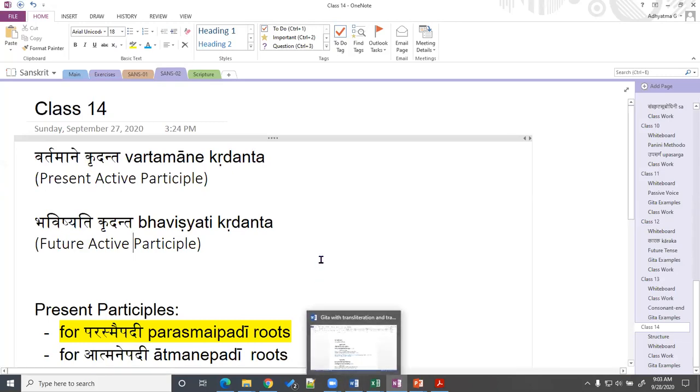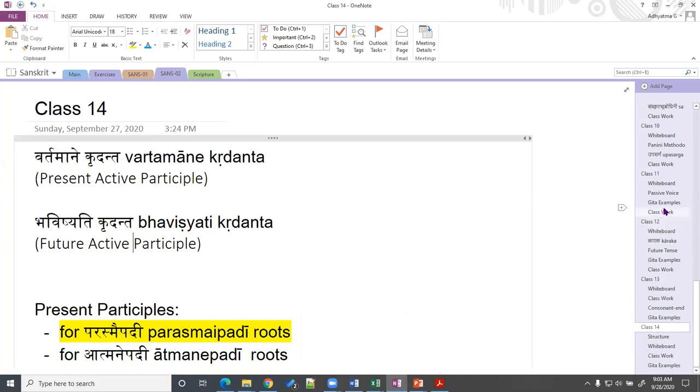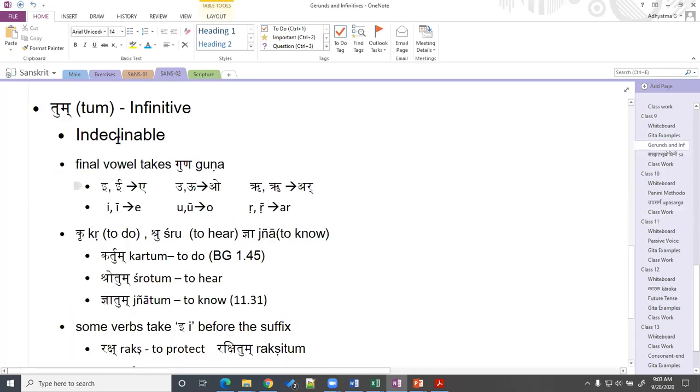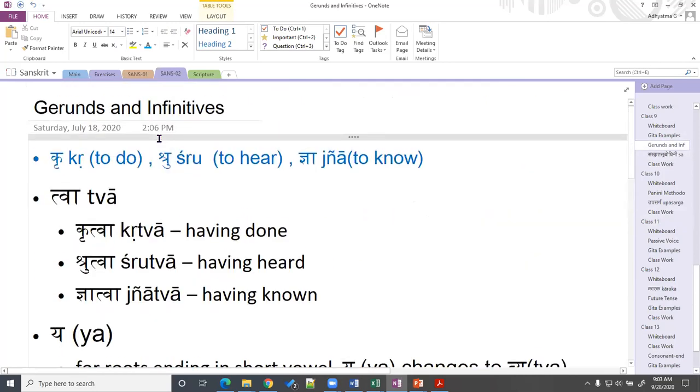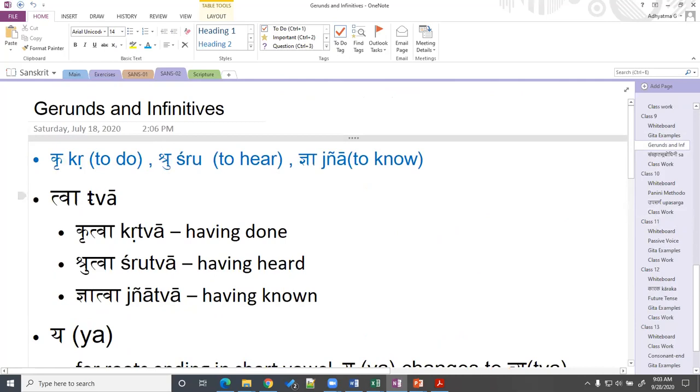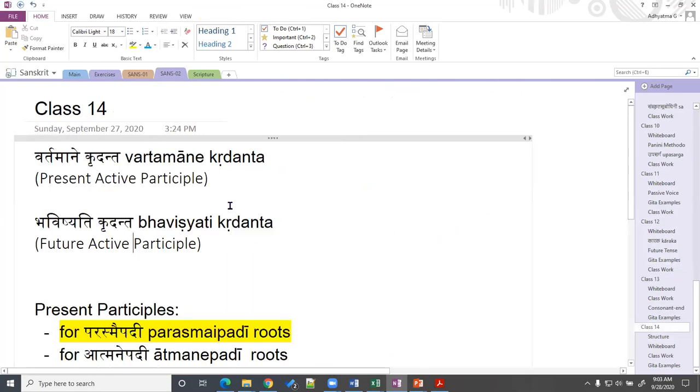If you remember, in one of the previous classes, we did the Krut Pratyaya, and that was gerunds and infinitive, tumun and twa. So these are also Krut Pratyayas. So we did these two. These are also participles. And similarly, what we will do today is also another participle.